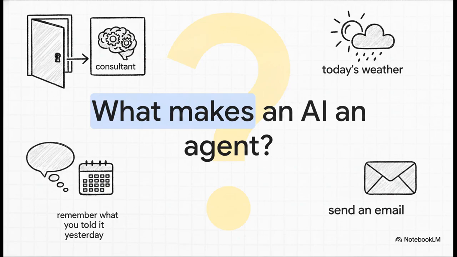We really have to start with this fundamental question. What actually makes an AI an agent? Because honestly, a standalone large language model is basically just a brilliant consultant locked in an empty room. It's not a complete system. It's got all the knowledge in the world from its pre-training, sure, but it can't check today's weather, it can't send an email, and it definitely can't remember what you told it yesterday unless you remind it. To make it a true agent, we have to unlock that door.